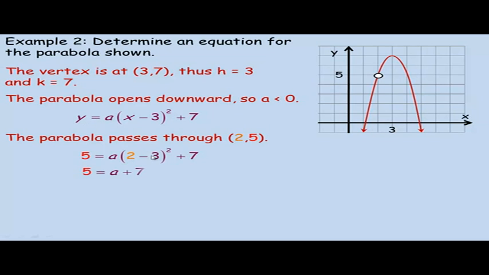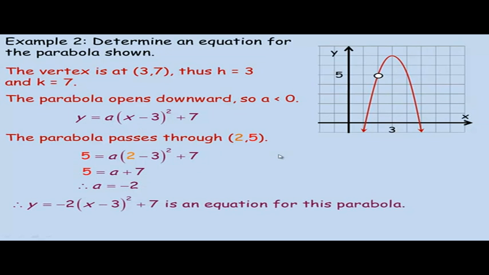Now 2 minus 3 is negative 1. Squared is 1, so this is just 1a, so 5 equals a plus 7. If we solve for a, we would subtract 7 from both sides, or take the 7 over and subtract it from the 5. 5 minus 7, of course, is negative 2, just like I said it was from the graph. So a is negative 2, so to write the equation, we would substitute negative 2 in place of a, and this is what our equation is. So that's an equation for this parabola in vertex form.